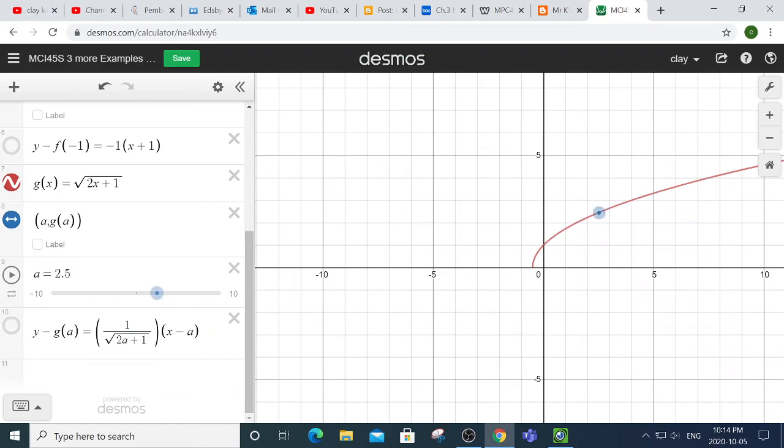Now this looks like a hot mess, I'm sure, but really it's just the point slope formula. It's y minus y1, equals that slope expression that I just got, so slope times x minus x1. So once I turn that on, this should be a tangent line. And it is. And this is cool. I can slide the tangent line around and find whatever you like. Cool, huh? So there's 3 more examples.